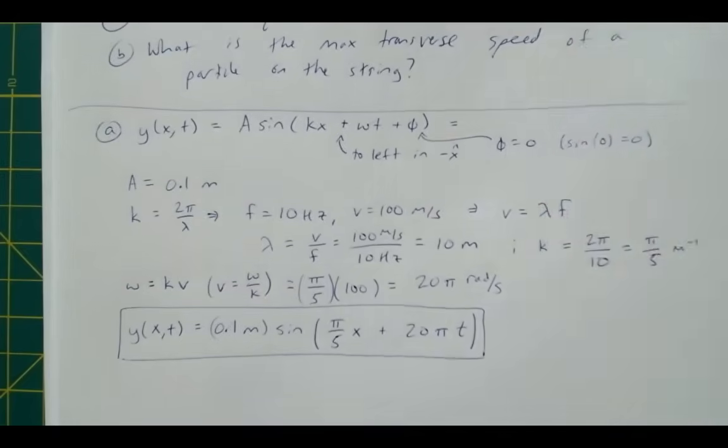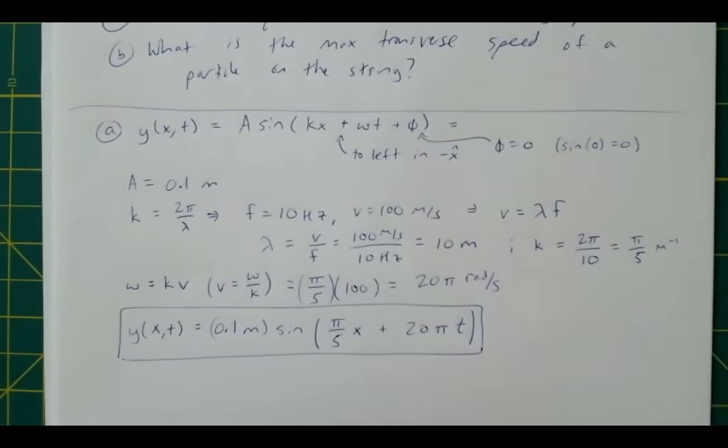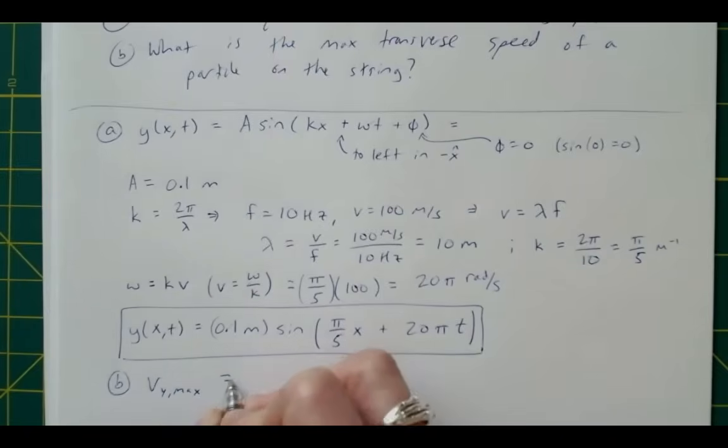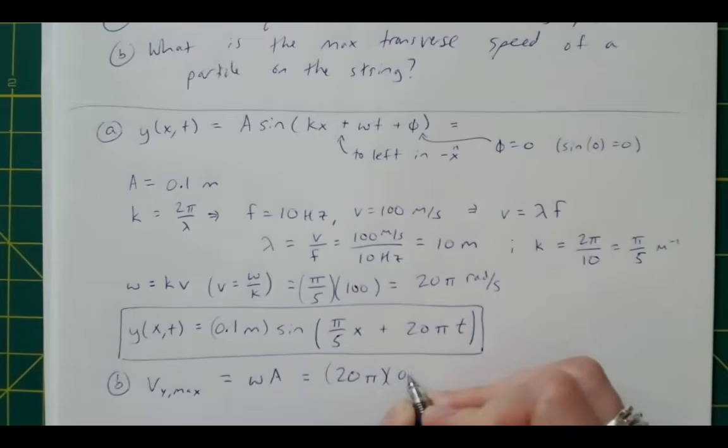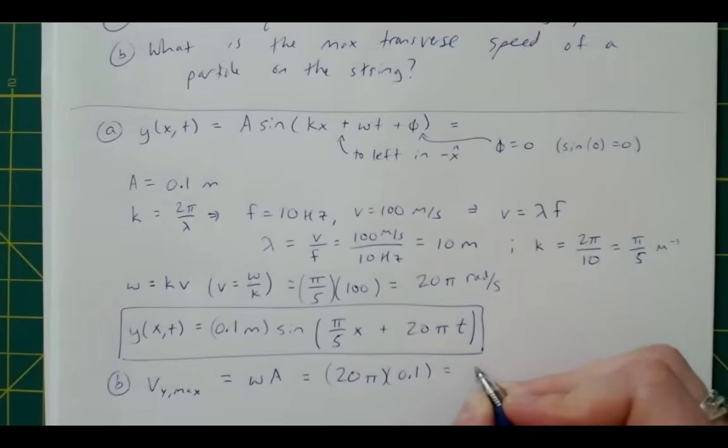And then part B, what is the max transverse speed of a particle on this string? Well, we just want to remember that the max transverse speed is equal to omega times A, so that's going to be equal to 20 pi times 0.1, which is equal to 2 pi meters per second.